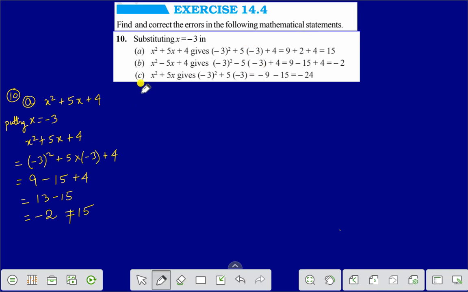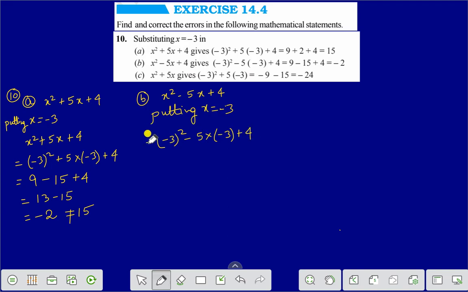Now question number B. Question number B is x square minus 5x plus 4. Putting x equal to minus 3, x is equal to minus 3, we get minus 3 whole square minus 5 into minus 3 plus 4.